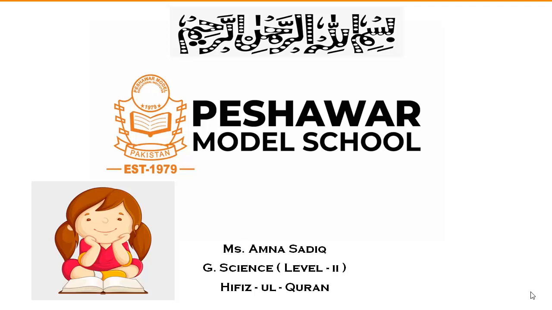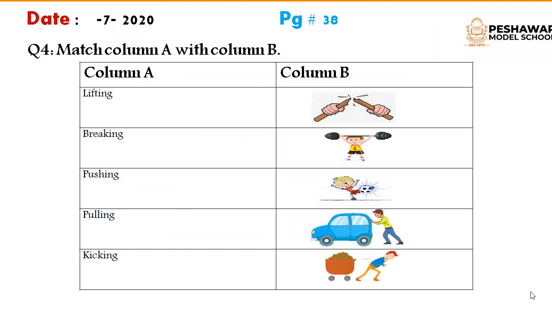Dear students, in the previous video we started the written work of chapter number 3, Horses and Machines. Today we will continue with the same chapter. For that, open your book at page number 39. Here question number 4 is, match column A with column B.